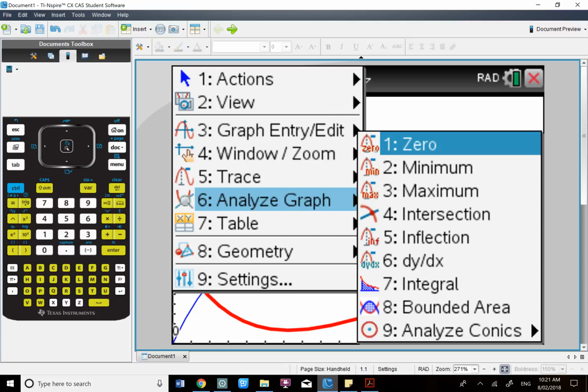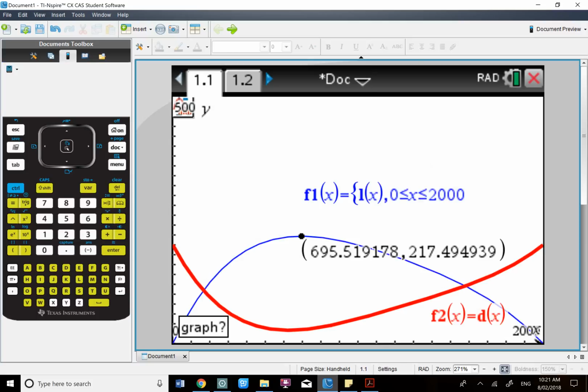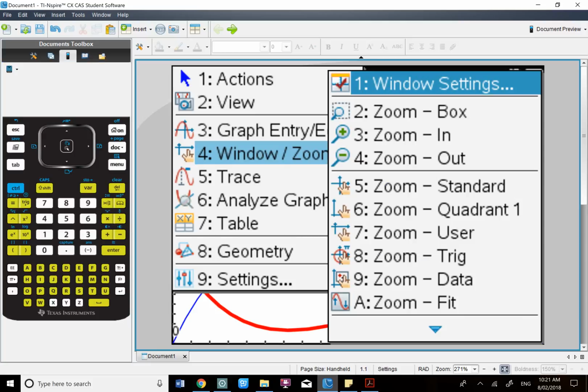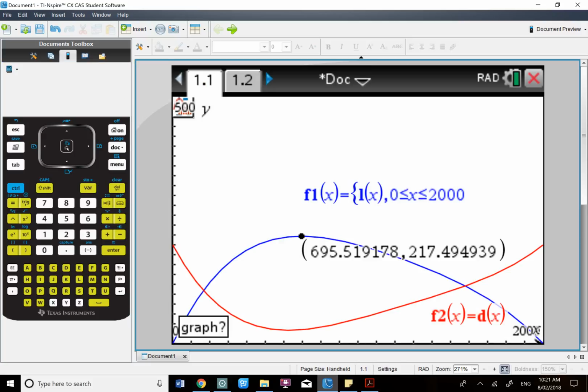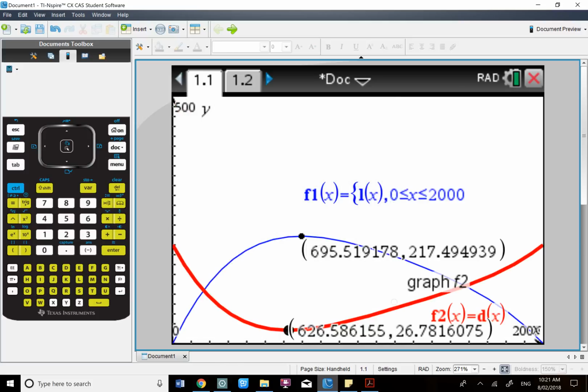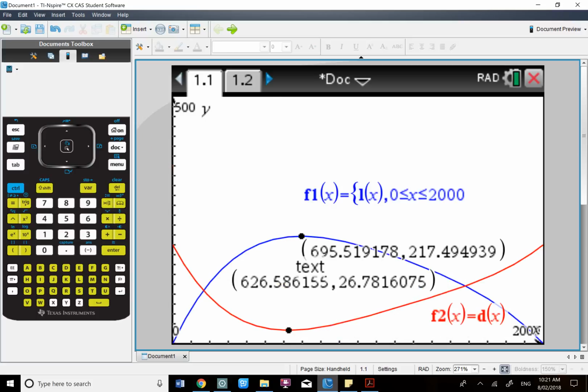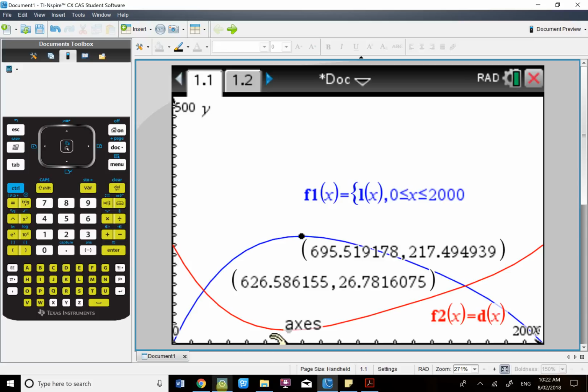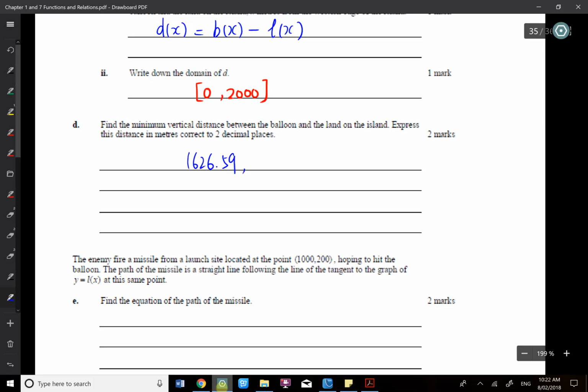Go for menu 6 and minimum. You need to click on the graph because there are 2 graphs. Okay, we click on this graph. Menu 6. Graph. Lower bound equal left and right. So that's the minimum, and move it a little bit higher. 626.59, 26.78.